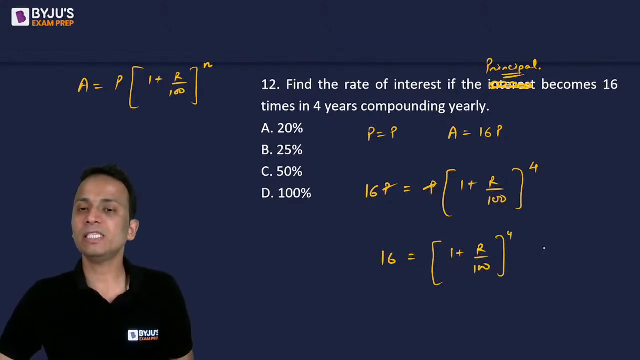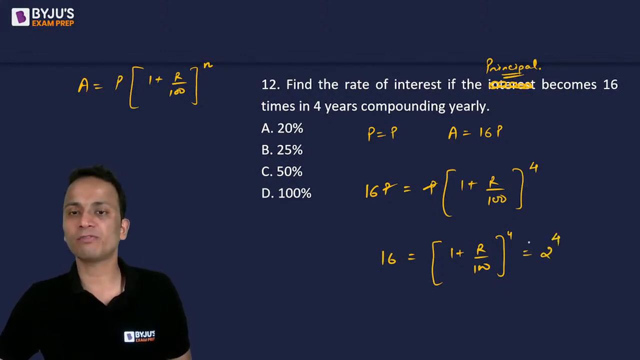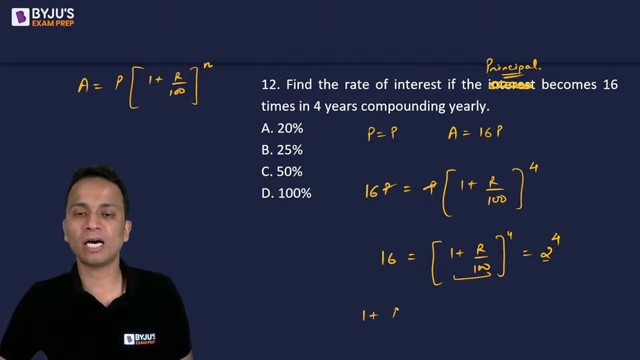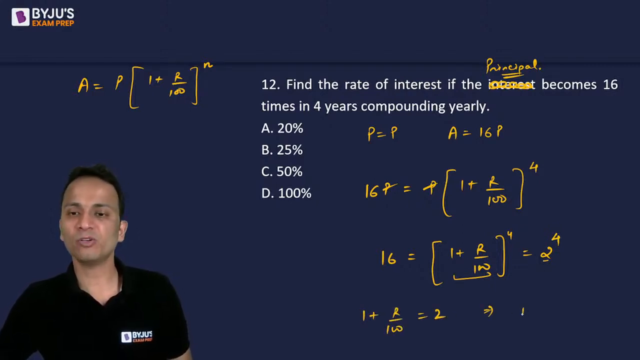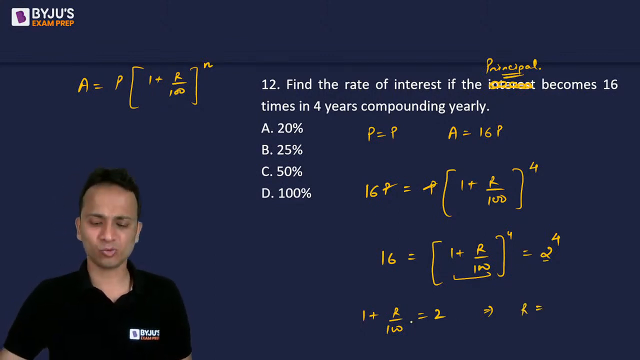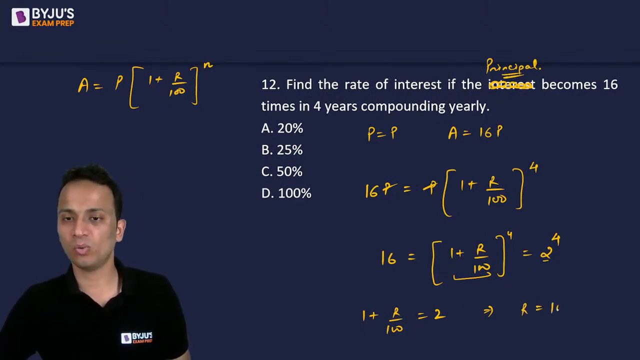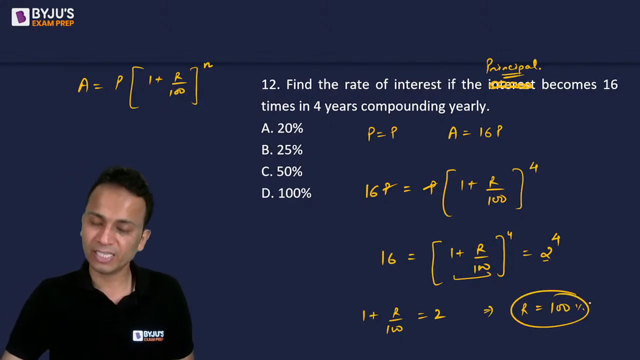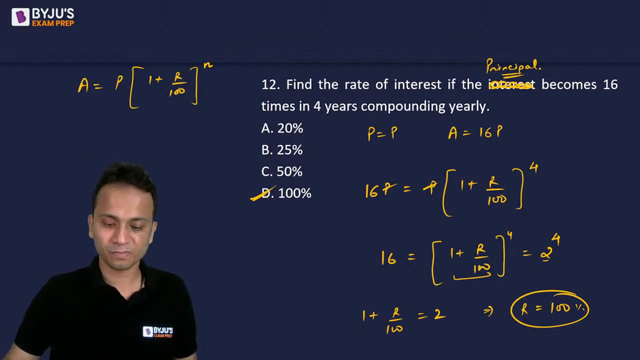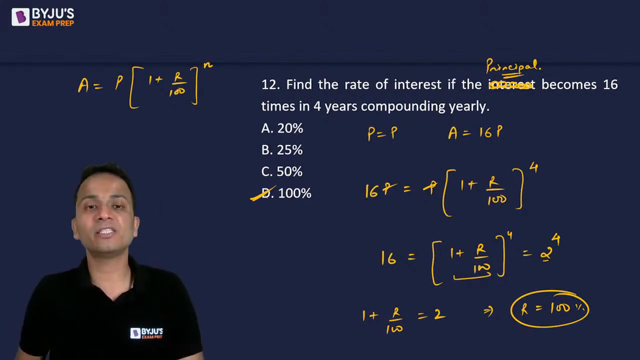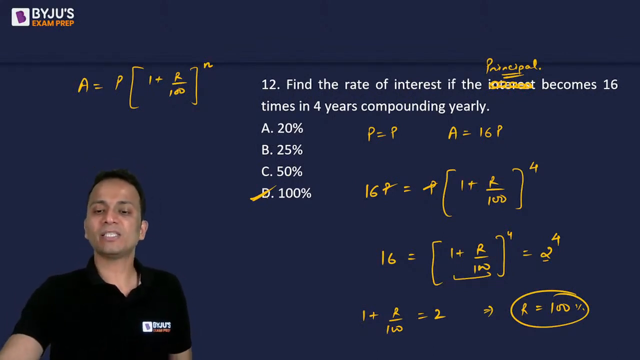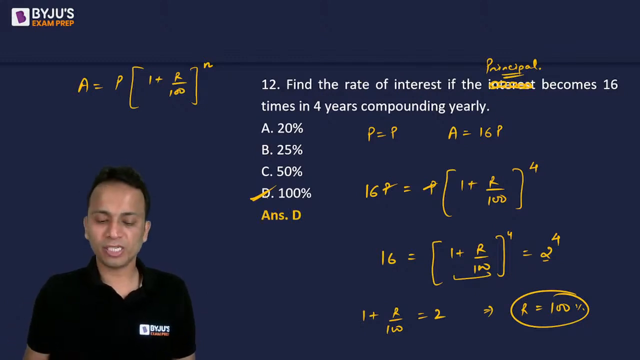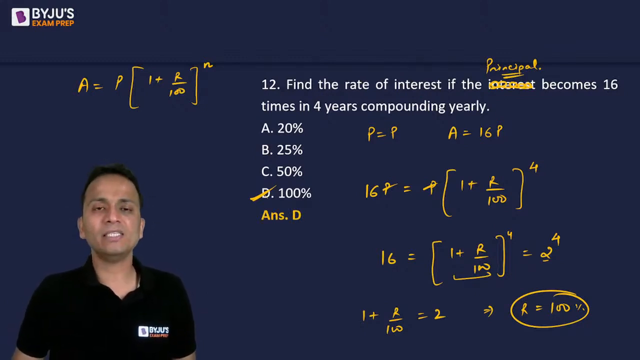Okay, now 16 can be written as 2 raised to the power 4. So now I can equate and I can say that 1 plus R upon 100 का value कितना हो जाएगा? 2 हो जाएगा. Simplify करो, rate of interest कितना आ जाएगा? 2 minus 1 is 1, 1 into 100 is 100. Okay, so 100 percentage will be the rate of interest. Yes, it is the correct answer, right? So 100 percentage is the rate of interest. Right? So correct answer here is option D, and some of you I can see that they have given a correct answer.